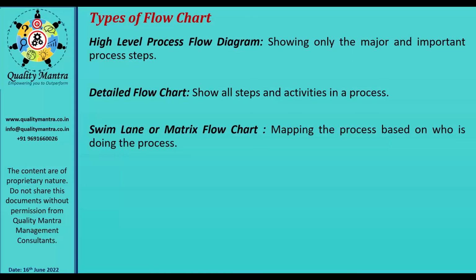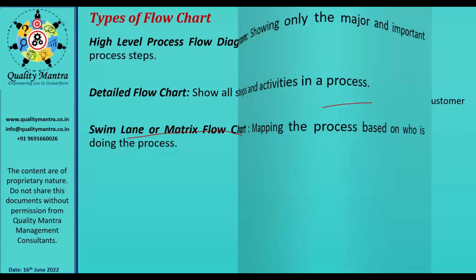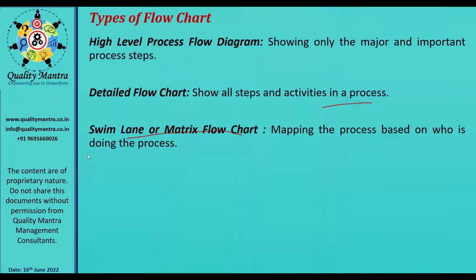The types of flowchart: first, the high level process flow diagram, showing only the major and important steps, with no need to show the intricacies of your process. Then another is the detailed process flow chart, which shows all the steps, every small step and activity in a process. And then there is the swim lane or matrix flow chart, which is used to show the responsibility of the people also, who is doing what. In the swim lane you will come to know who is doing what.